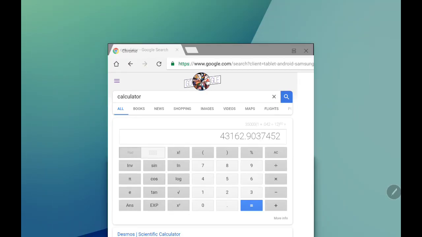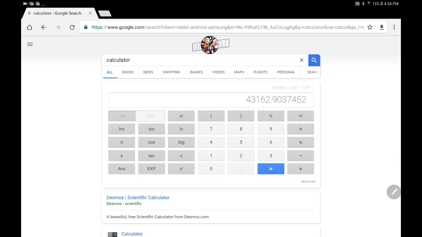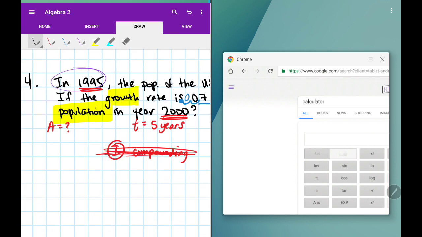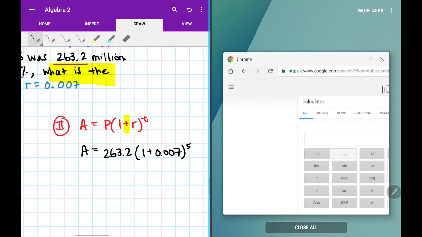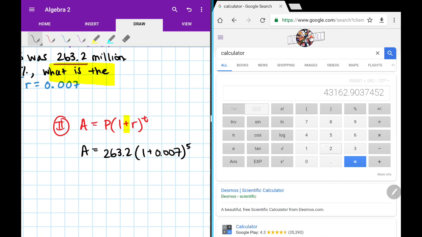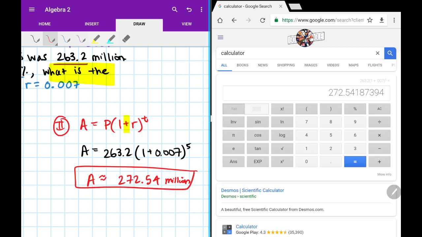Using my handy dandy calculator, I am going to plug it in and let's see if we get the same answer. So we're answering in millions. So we got 263.2 parentheses 1 plus 0.007 close parentheses to the power of 5 years. Woo! Our population over 5 years swells to a cool 272.54 million. Don't forget the units. We're talking in millions here. Million people in the U.S.